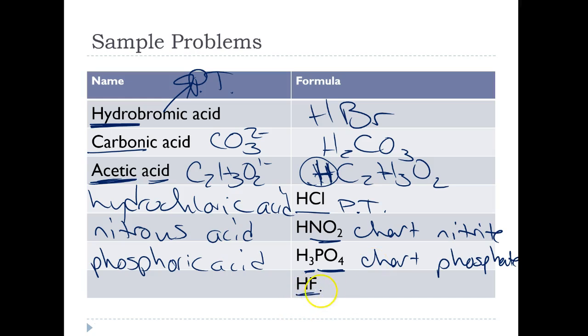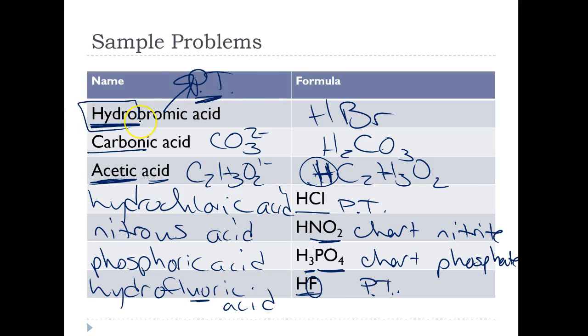Okay, this one, I see that F is on the periodic table. That means I'm going to use the word hydro, F-L-U-O-R-I-C, acid. Make sure you spell it right. Okay, but that's the way acids work. Either they're on the periodic table, in which case you use the word hydro, or they're on the chart and all you do is pay attention to how they end. So you just have to be really careful with that.